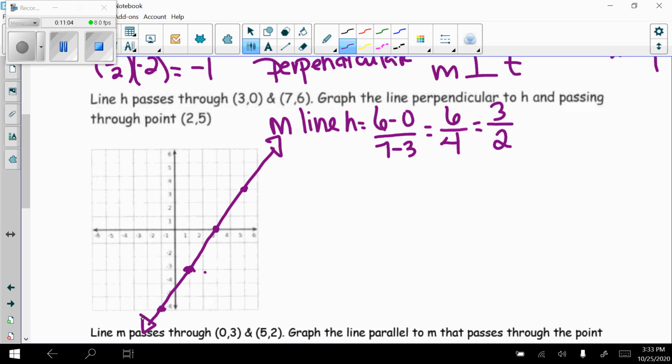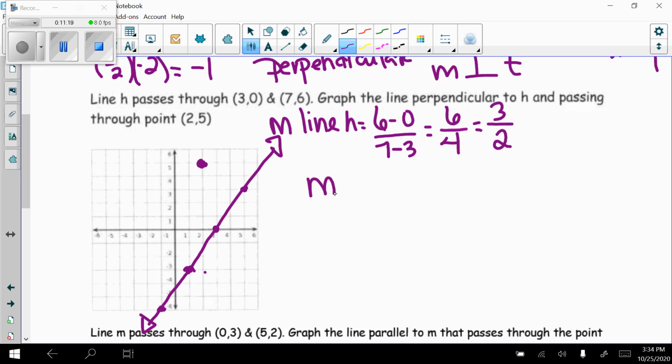All right, so now we want to graph the line that's perpendicular to that and passes through the point (2, 5). I can go ahead and plot my point (2, 5), so over 2, up 5. I know this is going to be my starting point. So now I just have to find the slope.